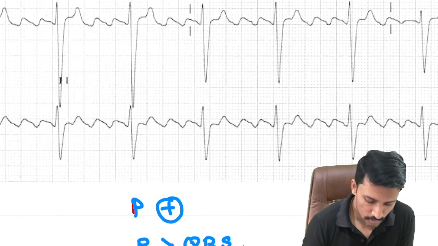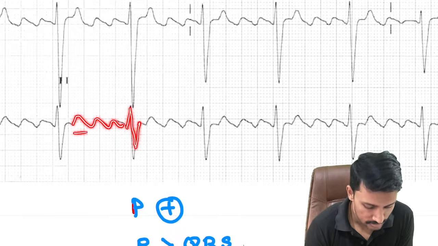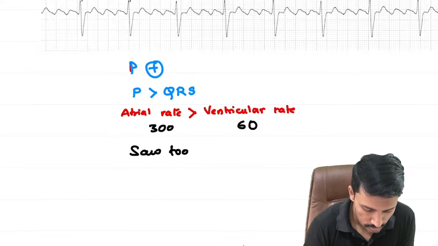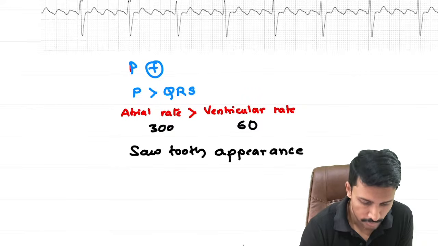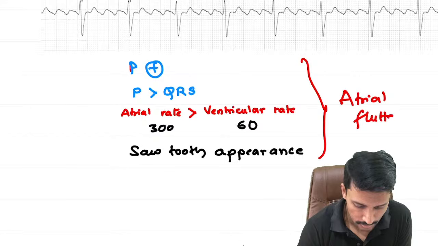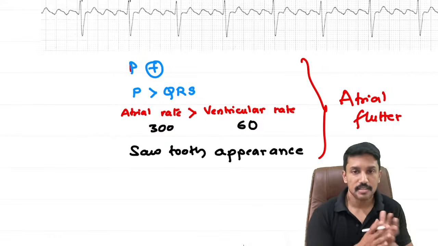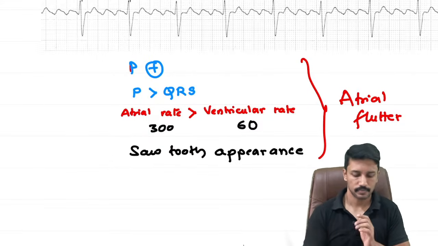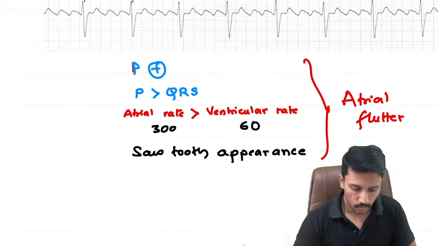Why am I getting this sawtooth? Because P waves are way more than the QRS. So multiple P waves followed by one QRS give rise to the sawtooth appearance. All these findings put together, sticking to our algorithm, bring us to the conclusion that this is atrial flutter, which is a subtype of atrial tachycardia. Whatever ECGs we have seen previously, none of them had reached the atrial rate of 300. Here we are reaching the atrial rate of 300.